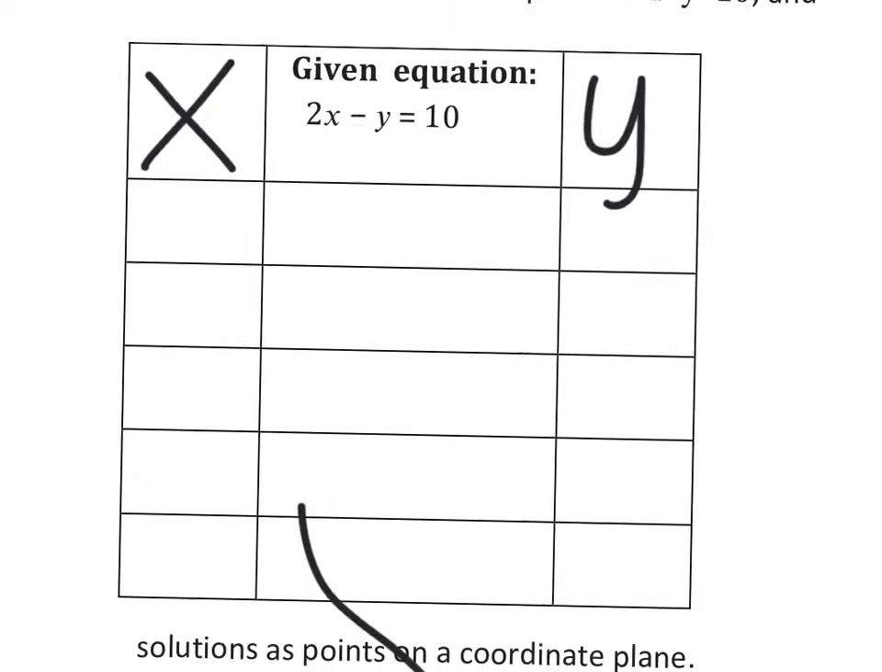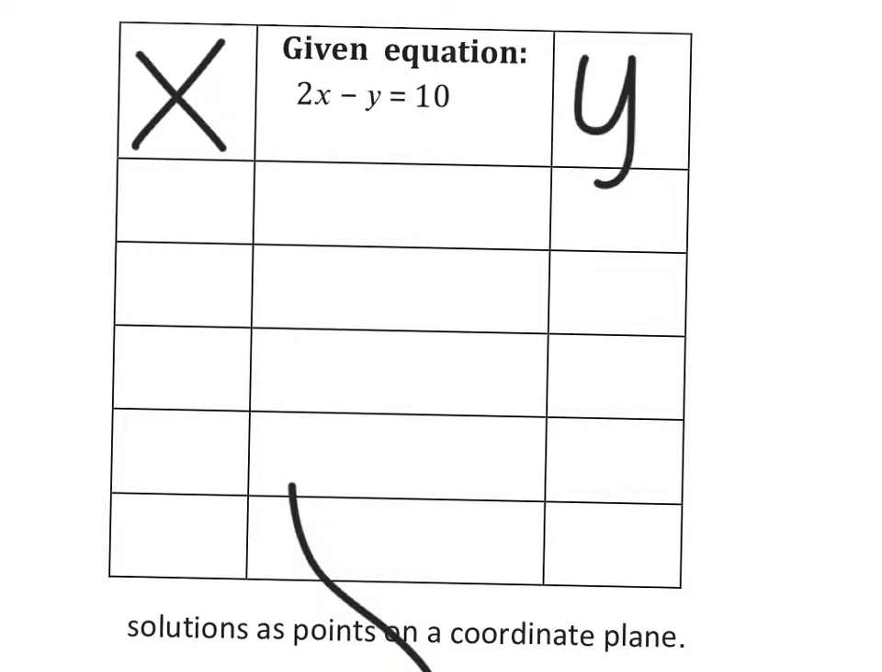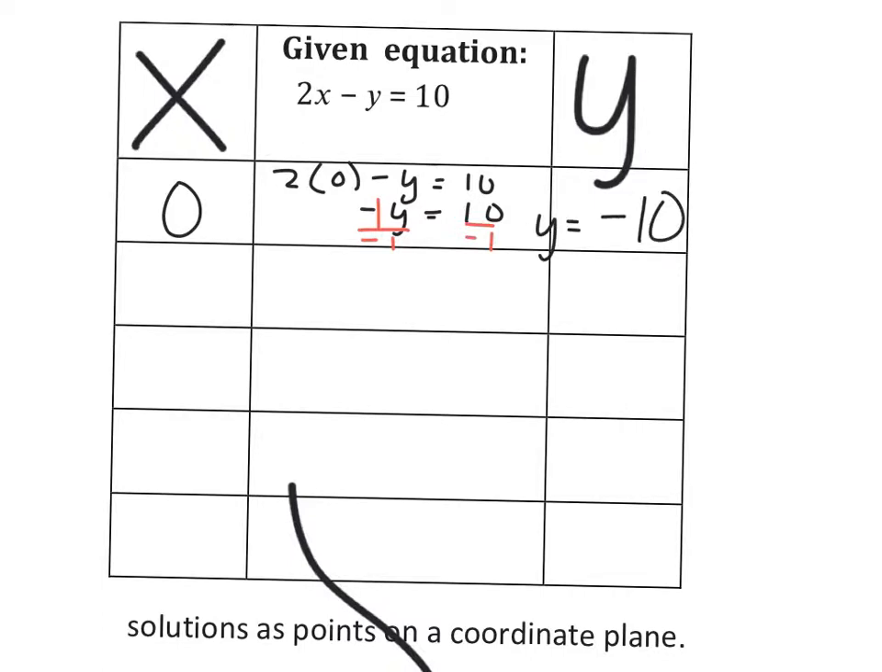Okay, so let's start with 0 because 0 is the easiest. 2 times 0 minus y equals 10. So this is negative y equals 10. You know that there's a 1 in front of that y, so divide by negative 1. y equals negative 10.